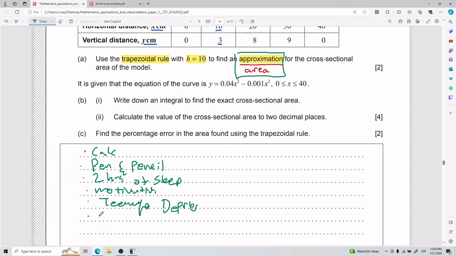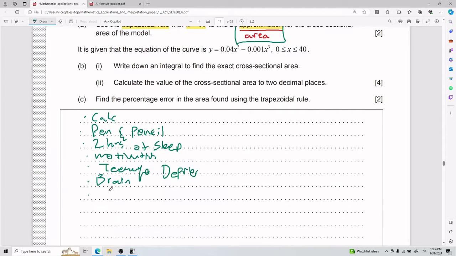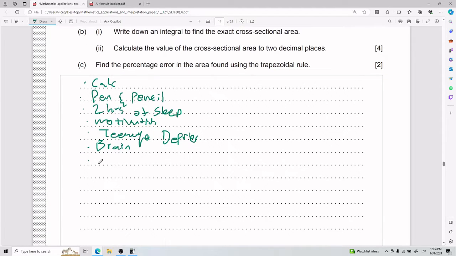And you're going to walk in with your brain. Very important. You always have your brain. It's your friend. It's your brain and the formula booklet. Okay, guys, on the day of the test, these are your tools. So get familiar with them, particularly the formula booklet.